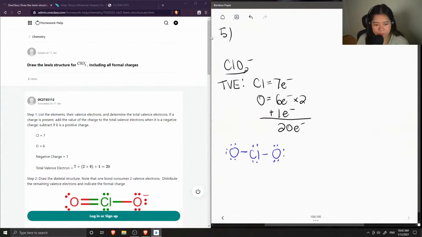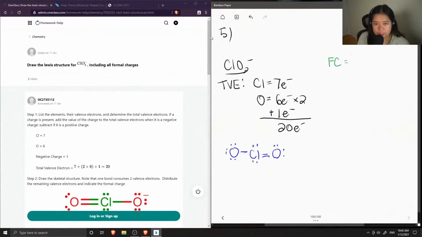So we have 20, but if I were to calculate the formal charge, then these 2 oxygens would both be negative. So since I only want a single negative charge in my final ion, I'm going to make one of them double bonded. So now let's double check and calculate the formal charge.